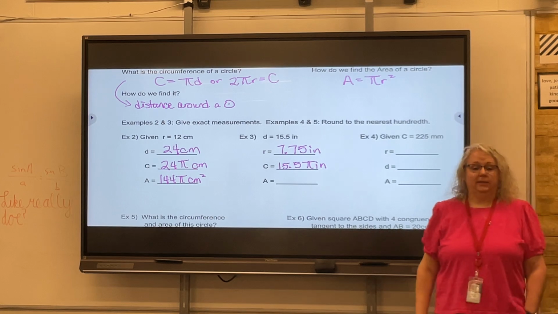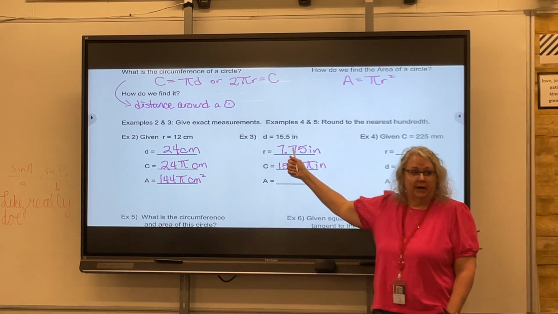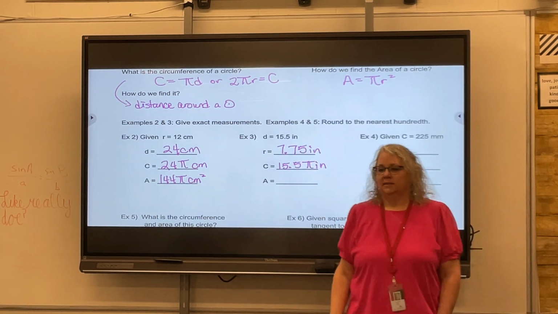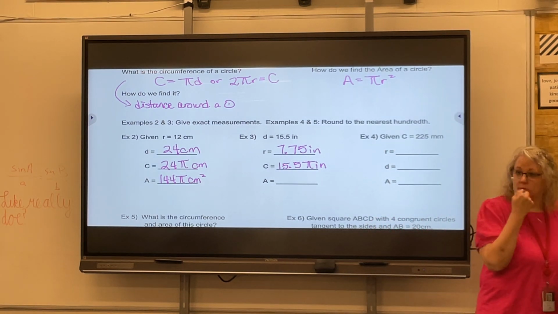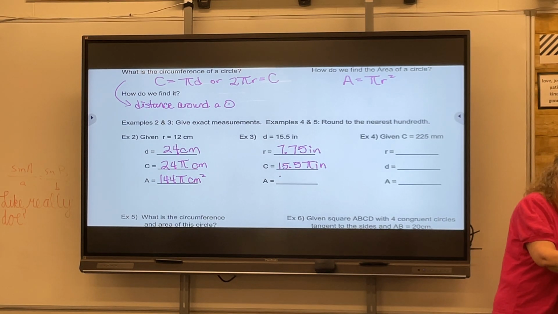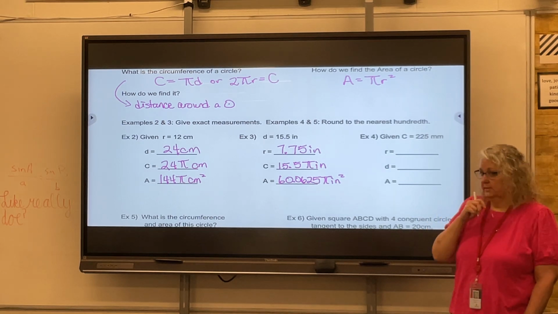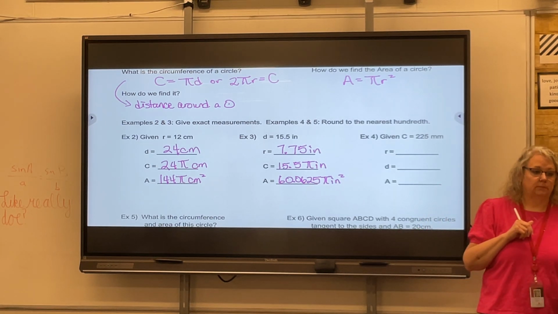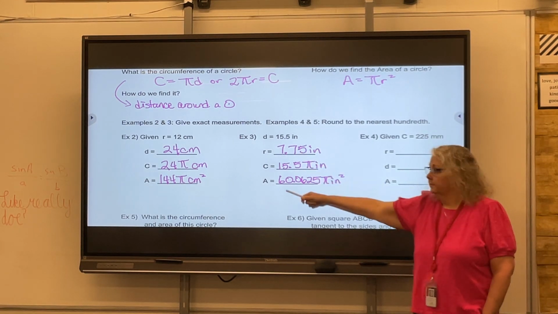What would the area be? 7.75 squared. Somebody calculate it in their calculator. 60.0625 pi square inches. It's pi r squared, so just take 7.75 squared.